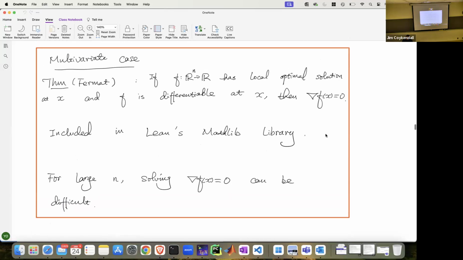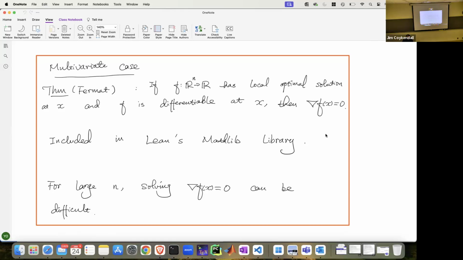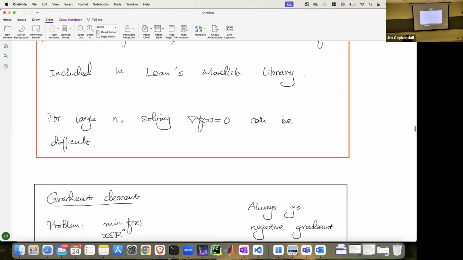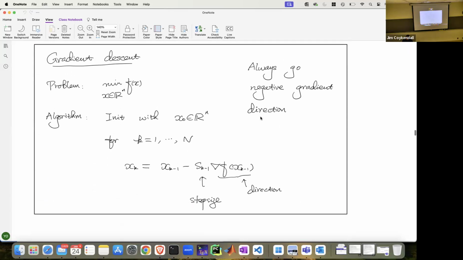Now, suppose that you are in multi-dimension and the dimension is like 1,000, 10,000, a million or more. There is no way for you to actually solve gradient equal to 0. What are we going to do? Well, what we learned in calculus is that the negative gradient direction is the direction along which the function decreases the fastest locally. That's what we know. So always go in the negative gradient direction, and you get your first algorithm.